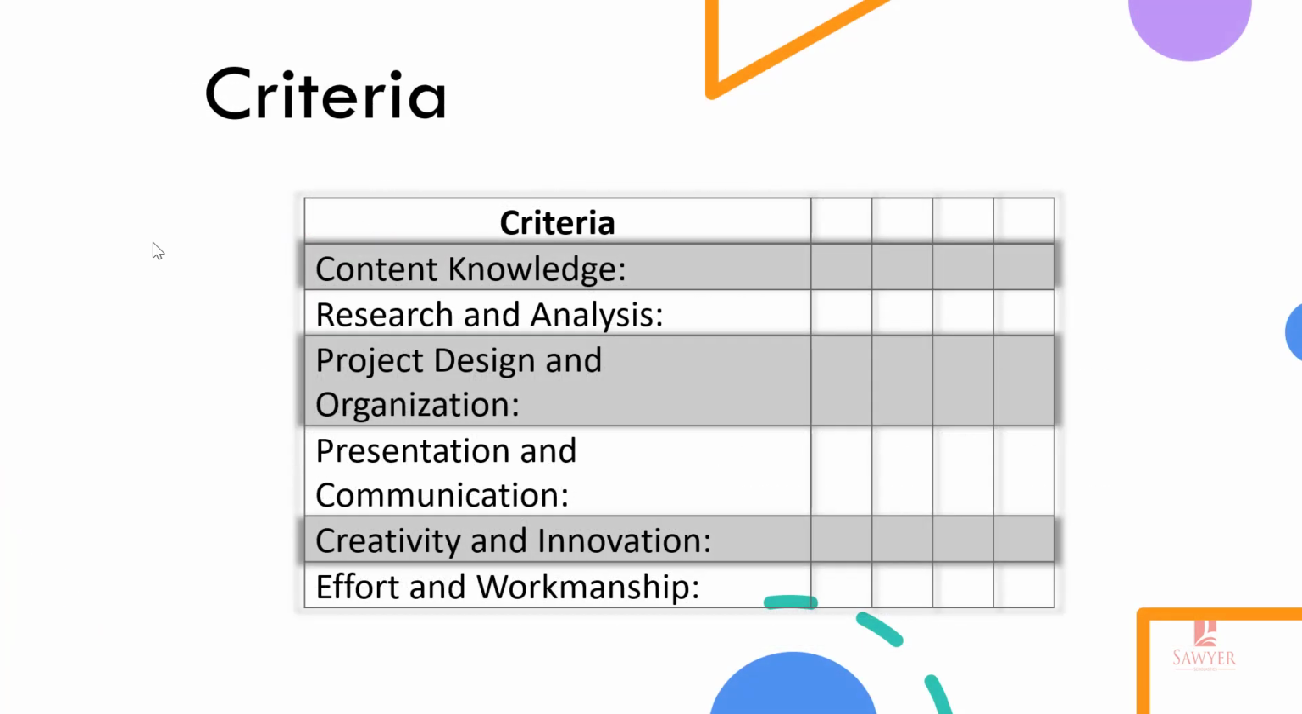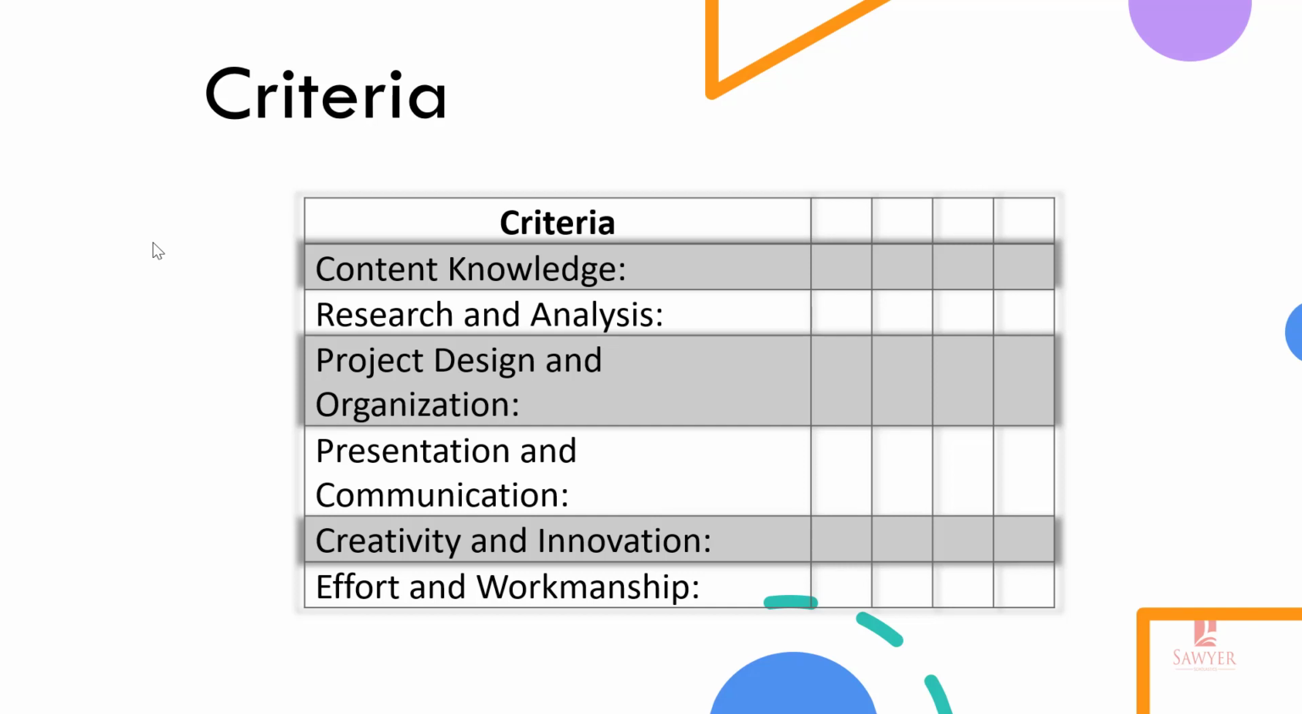The first thing, of course, that we need to do, as we know, is come up with the criteria. So with this, we have content knowledge, research and analysis, project design and organization, presentation and communication, creativity and innovation, effort and workmanship. These are the criteria that we thought of. Now, how many are there? Remember the other day we said you should have 3 to 5, but like I said, usually what you'll end up with is more than 3 to 5, and then you'll have to try to maybe cut something out. So with this, we had what, 1, 2, 3, 4, 5, 6.